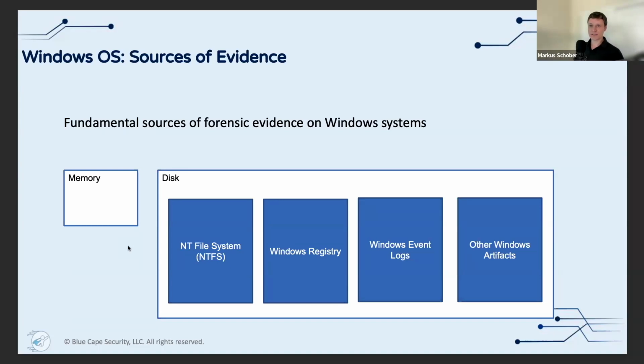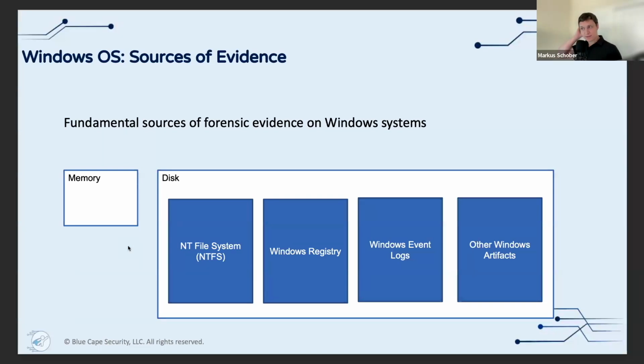But if you look into the disk, we have multiple options, right? A typical Windows system runs on a file system called NTFS, the NT file system. That tells us a lot if we know the artifacts to look at. That tells us a lot in terms of which files might have been created, accessed, modified, deleted on the system.